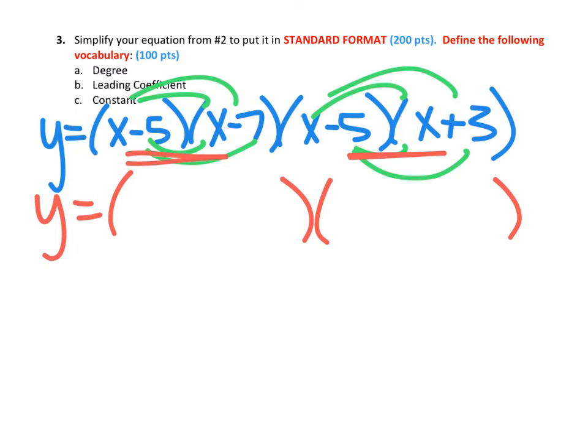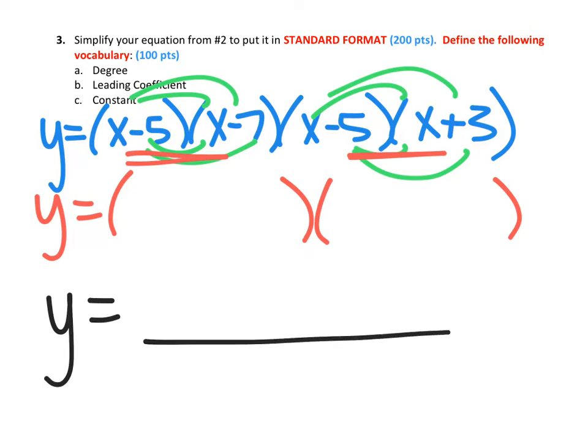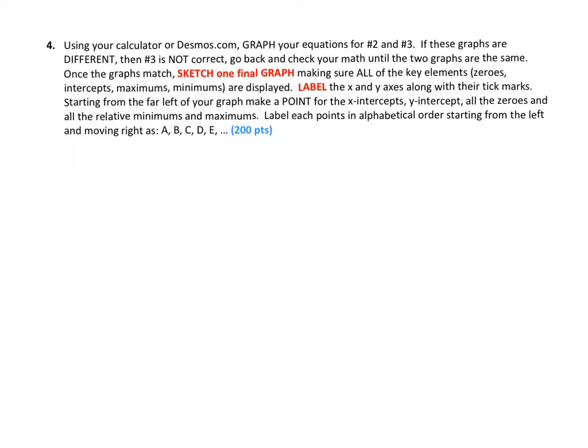You're going to have to take this trinomial and multiply it by this trinomial. Get your final answer, put it in standard format, and that would be worth the 200 points to have it all written in standard format. After you have that, do not forget to do your vocabulary. Please state for me what is the degree, the leading coefficient, and the constant of your final polynomial, which is in standard format. If you don't remember, go back to your notes to get what that vocab is.